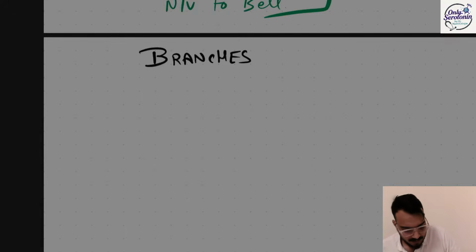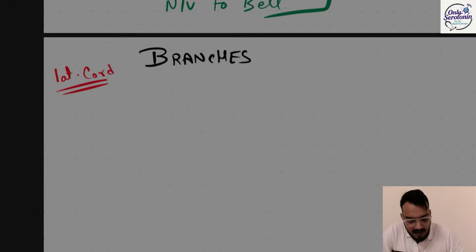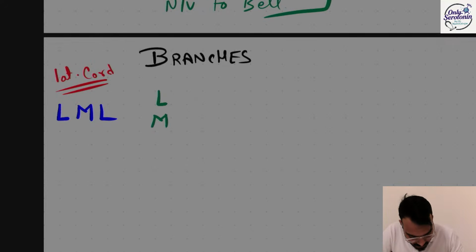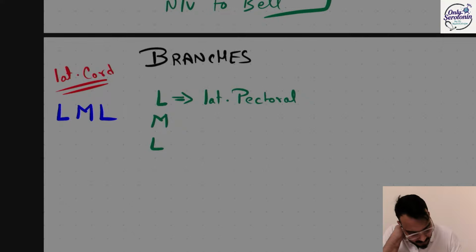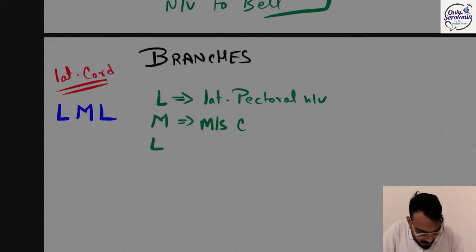First of all, we are having the branches from the lateral cord. What did you study about the lateral cord? What was the mnemonic? Le le mera love, right? LML. First L is what, guys? It is your lateral pectoral nerve. Then M, it is what, guys? It is your musculocutaneous nerve.